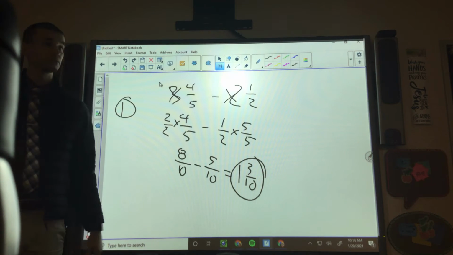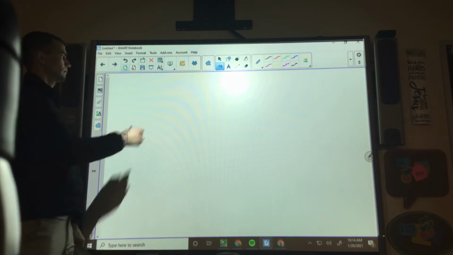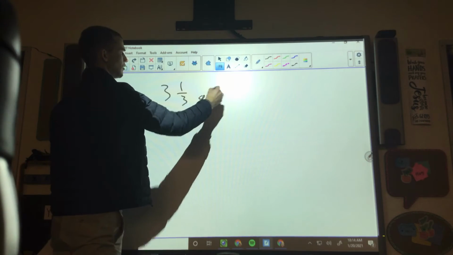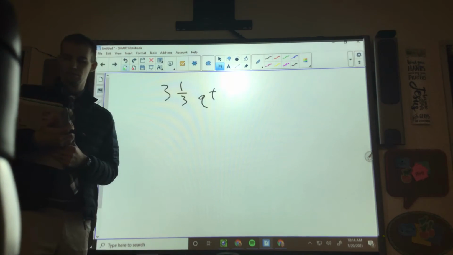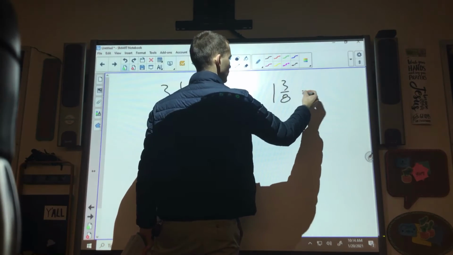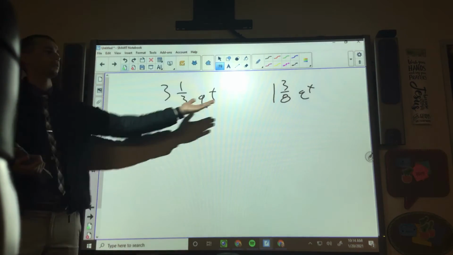A bottle contains 3 1/3 quarts of juice. Margaret uses 1 3/8 quarts of juice to make fruit punch. How much juice is left in the bottle? Okay, so what do we do with the 3 1/3 and 1 3/8?